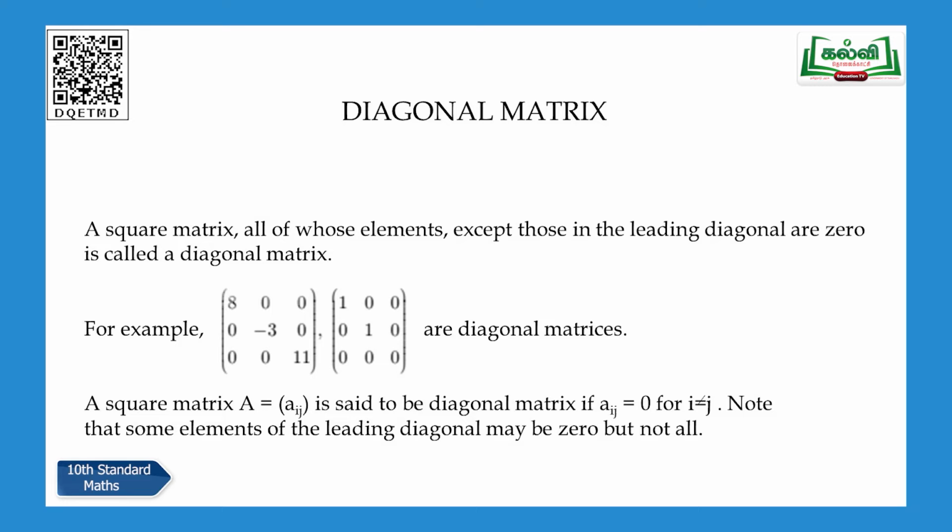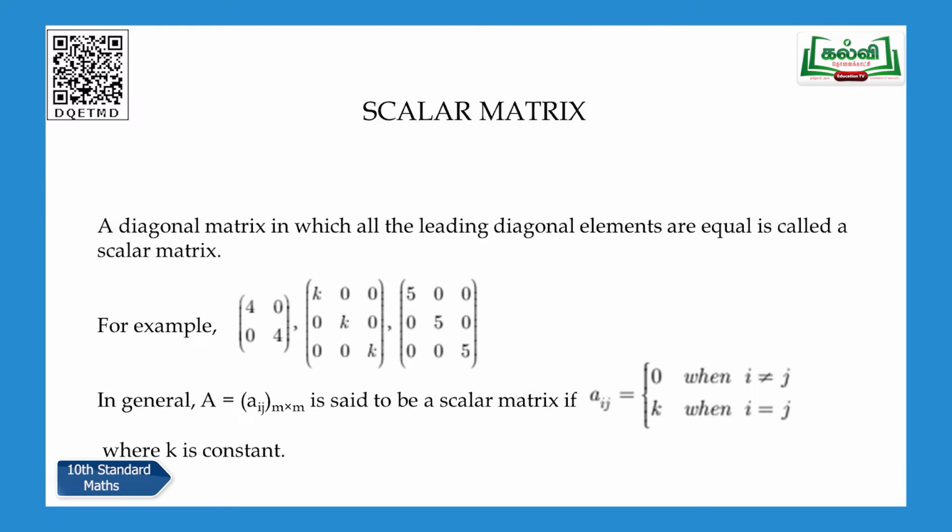Now, for example, one more example also they have given. Diagonally we will have 2 numbers and one more number can be 0, but not all times. Next is a scalar matrix.